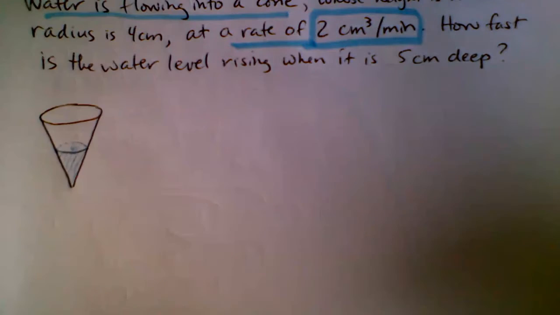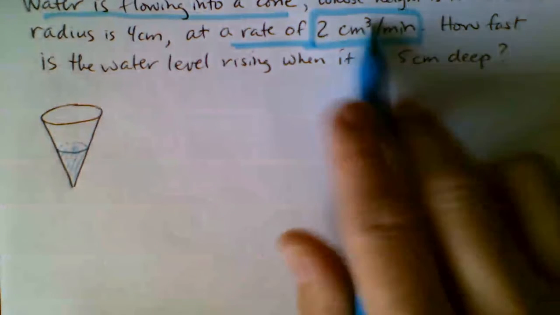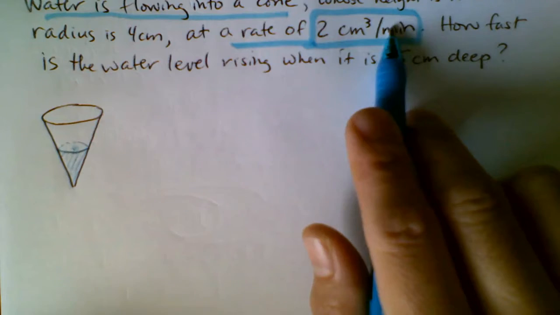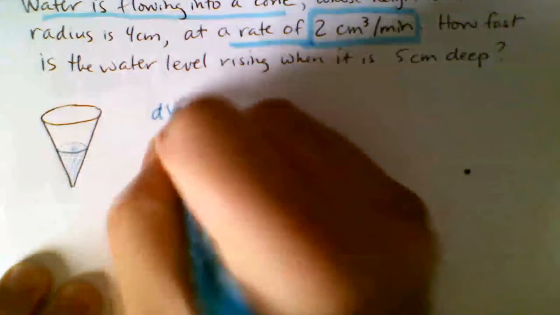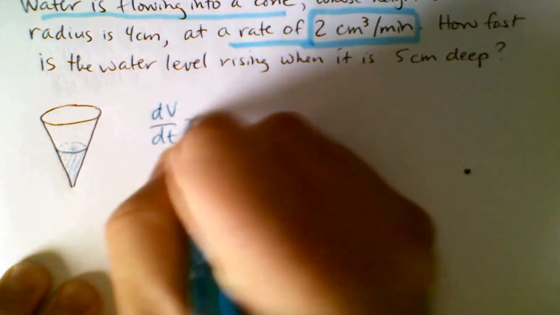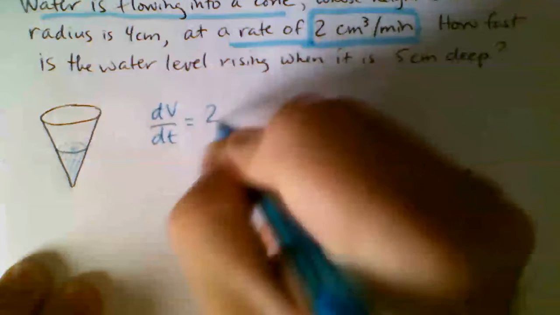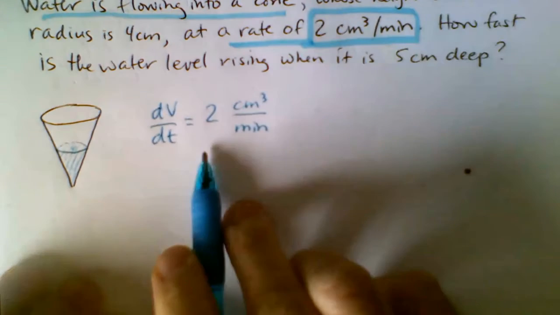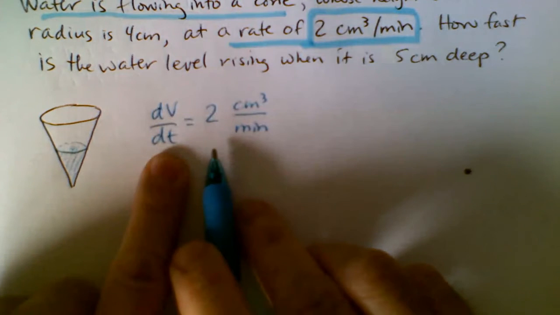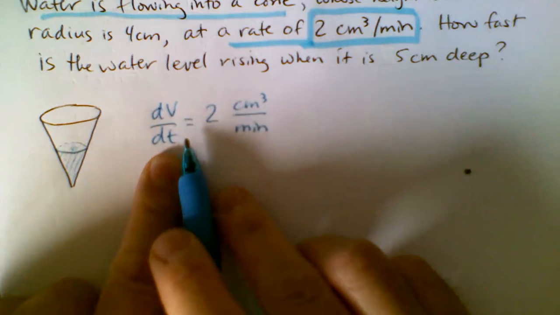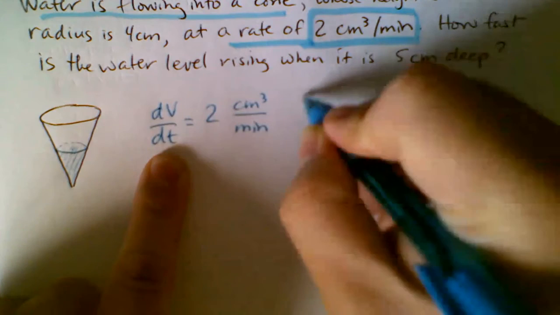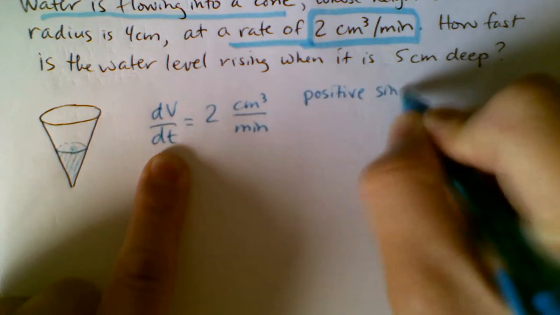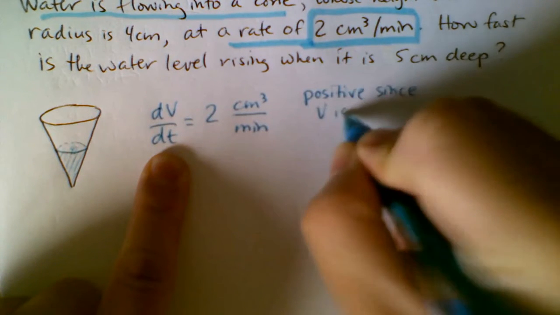And in fact, we can tell from the units, cubic centimeters is usually for volume and minutes is for time. So that's the change in volume with respect to time is equal to 2 cubic centimeters per minute. And the reason why this is positive is because the volume is increasing. So it's positive since V is increasing.